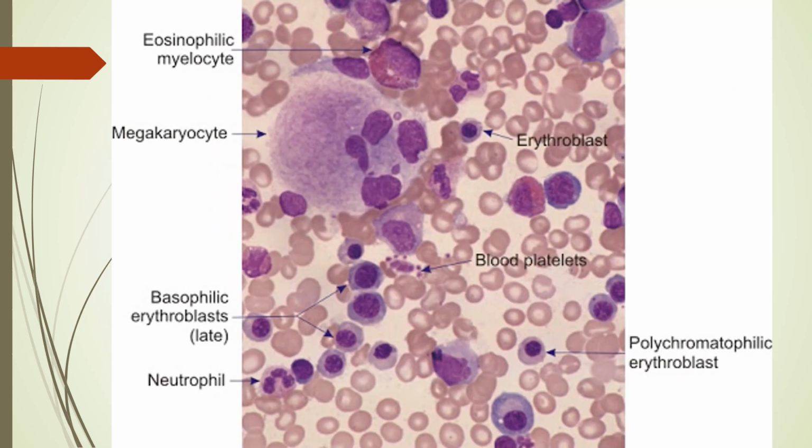This is a picture of bone marrow which is seen under high power under the microscope. Here we can see all the blood cells in different stages of development. On the left side, upper left side, is a large cell which is a megakaryocyte. You can also appreciate the stages of development of the red blood cells and other white cells also.